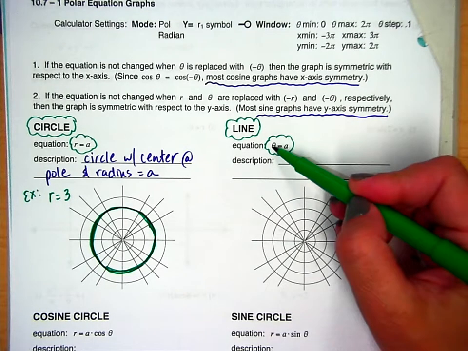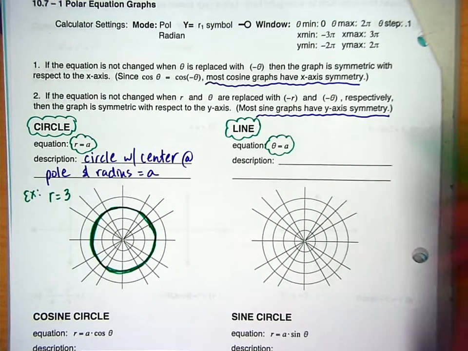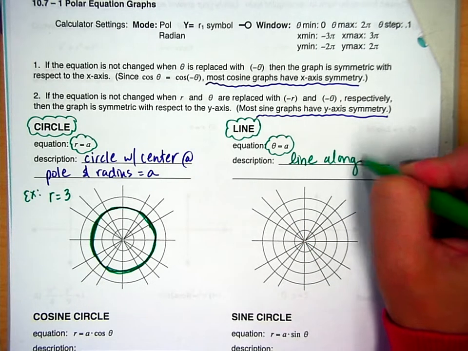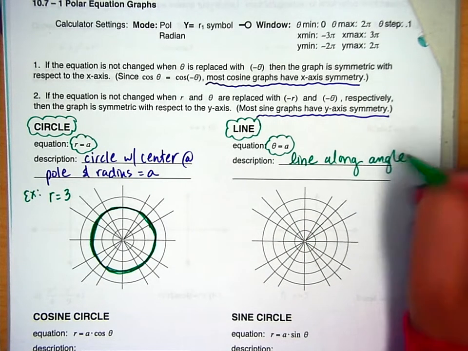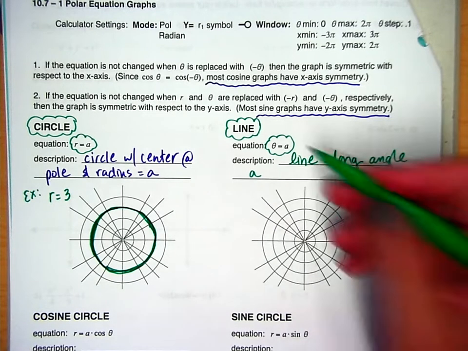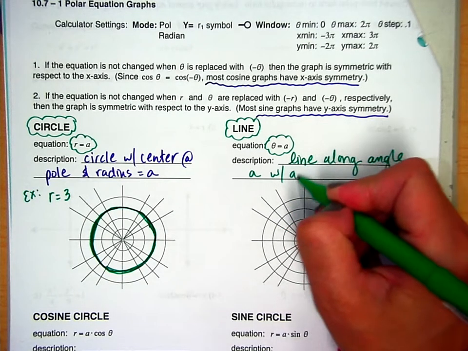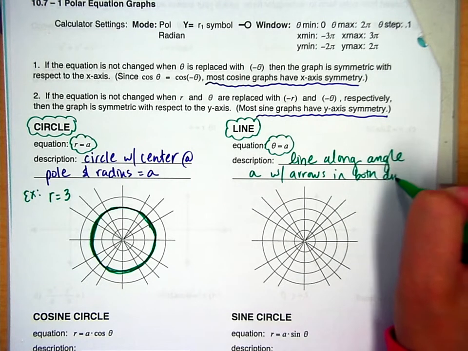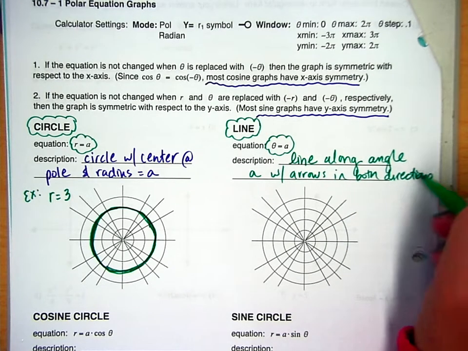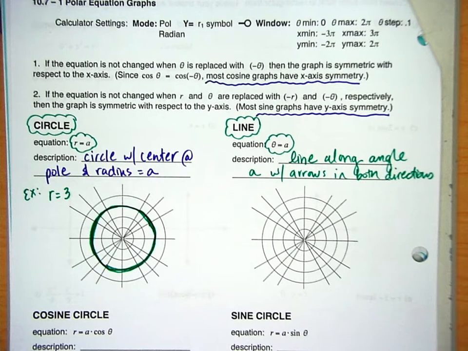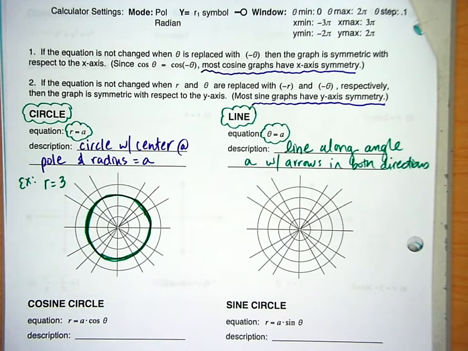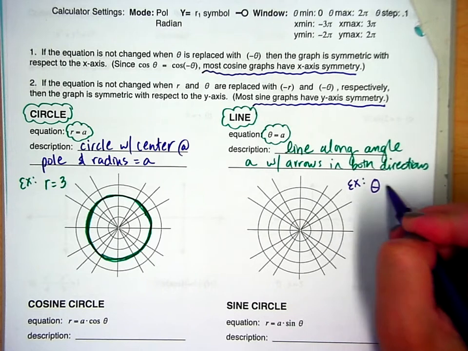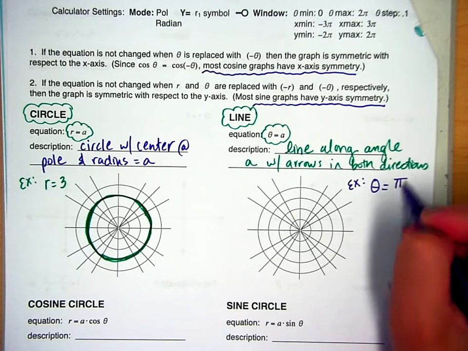So this one starts with theta equals a. Okay, so what is this? This is a line along the angle a, wherever it is, with arrows in both directions. So it goes on forever along that line. Let me show you what I mean. Example, let's graph theta equals pi over 6.